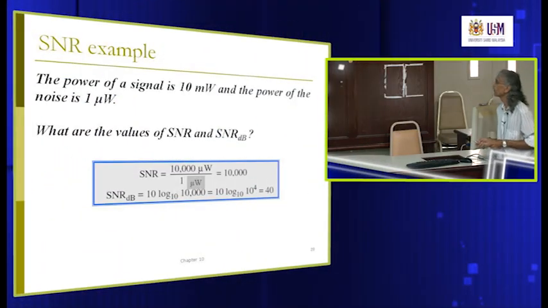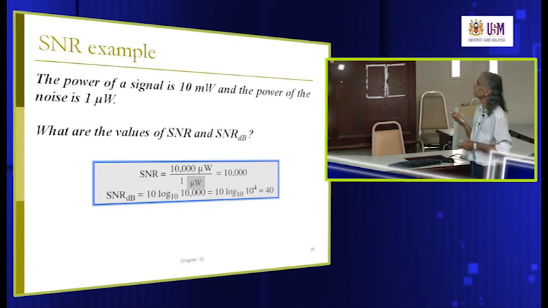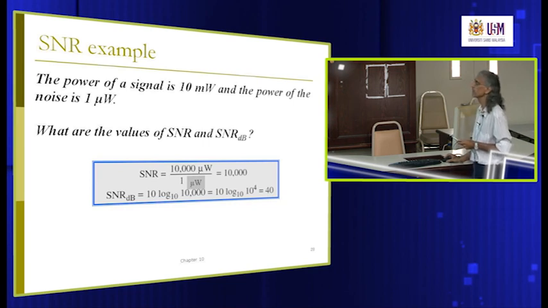So in this example, the signal power is 10 milliwatts. The noise is about 1 microwatt. So what's the calculated value of SNR? Again, very simple, use the formula. SNR is signal power over noise power. This is milliwatts, this is microwatts, so we change them into the same unit, and now SNR is 10,000, which is good. The difference between noise and signal is 10,000, which is good.